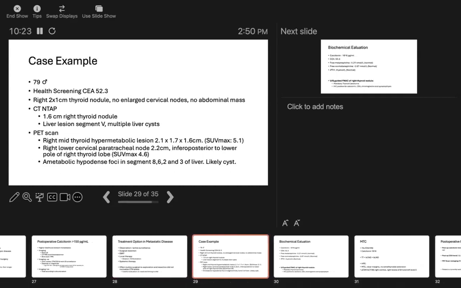So to wrap things up, let's just talk about this 79-year-old man. He came to the clinic after a health screening, which showed elevated CEA. Clinically, he had a 2 by 1 centimeter nodule on the right side, no cervical lymph nodes palpable, no abdominal mass. He came with a CT scan that showed a 1.6 centimeter right thyroid nodule with a liver lesion in segment 5, multiple liver cysts. He also came with a PET scan.